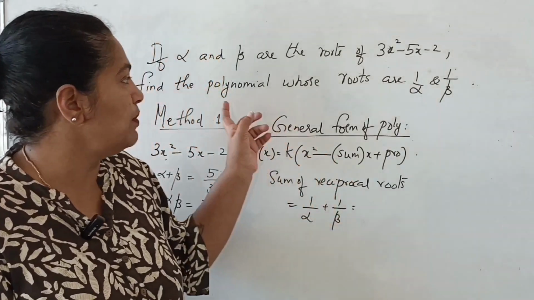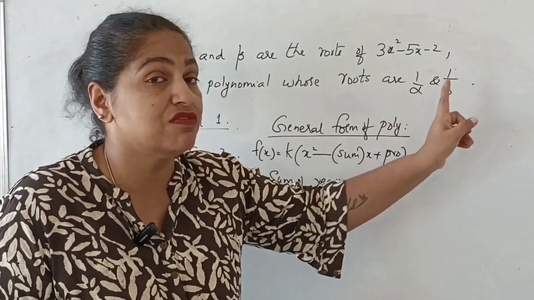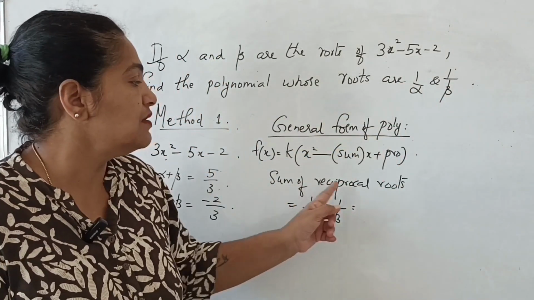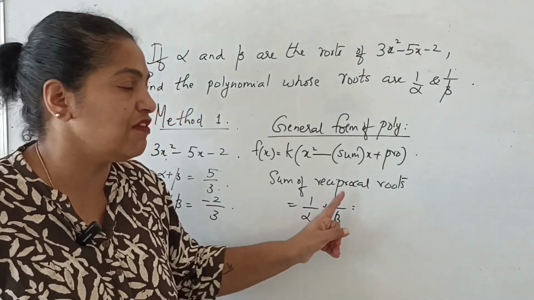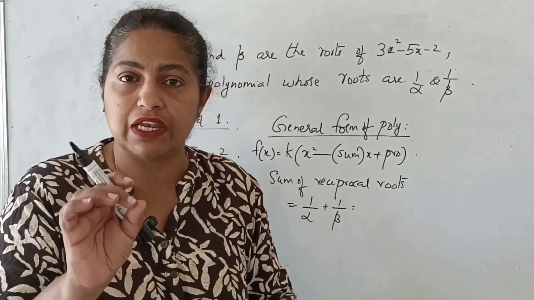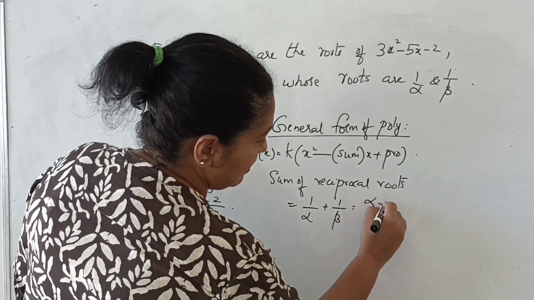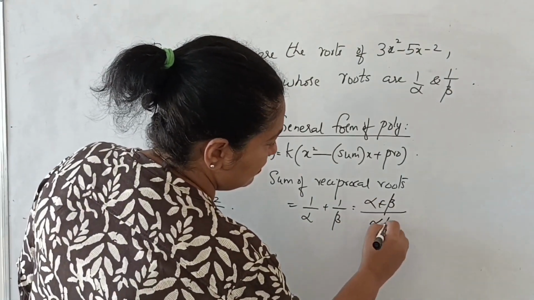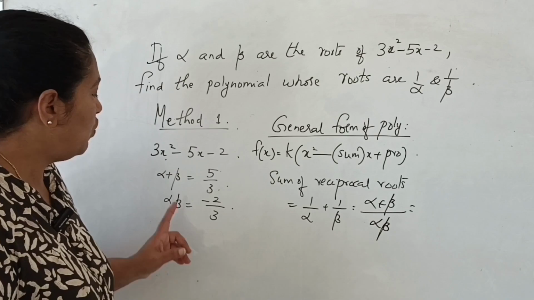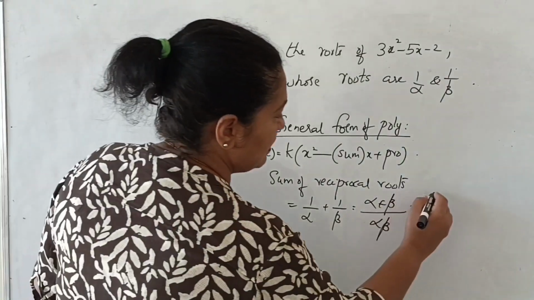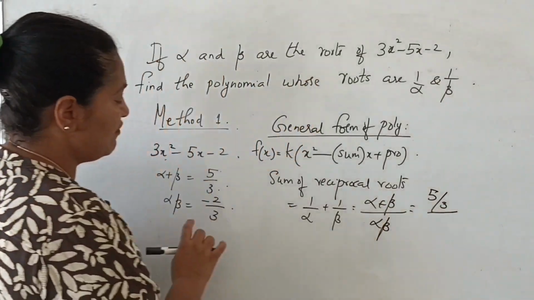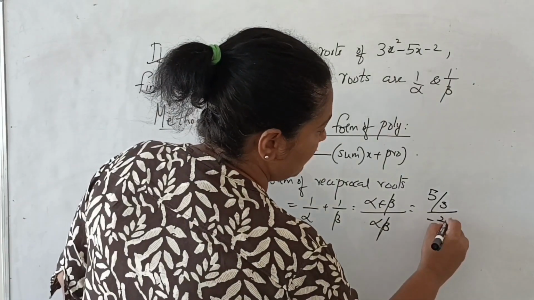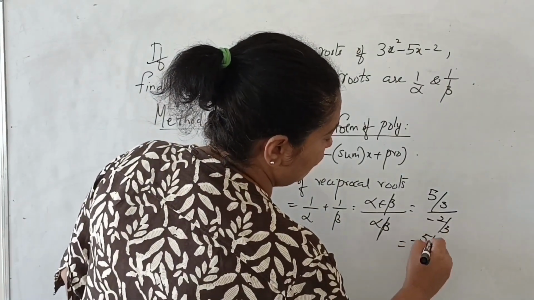We need to find out the polynomial whose roots are 1 by alpha and 1 by beta, which means that the sum of the reciprocal roots, 1 by alpha plus 1 by beta, we need to find the value. So after taking the LCM, we get, okay, what is the value of alpha plus beta? 5 by 3. What is the value of alpha beta? Minus 2 by 3. So this will give me minus 5 by 2.